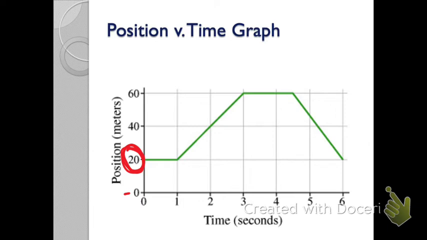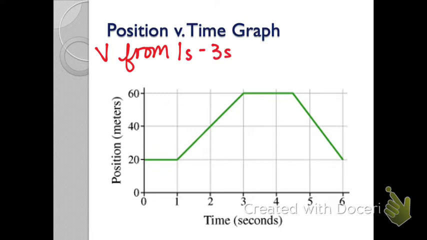So what happens for the first second? They stayed still. Then what happened? They moved forward at a constant velocity. Then they stayed still. Then they moved backwards. Okay, so what I want you to do is calculate the velocity from 1 second to 3 seconds. Okay, so you're going to calculate the velocity from 1 second to 3 seconds.